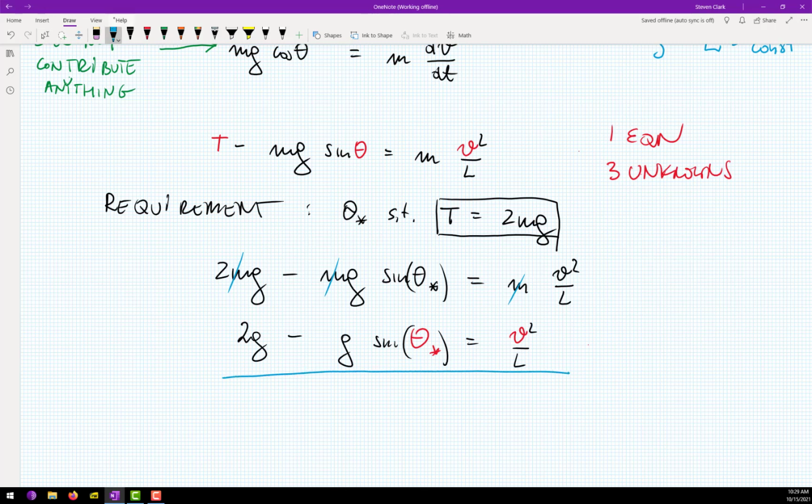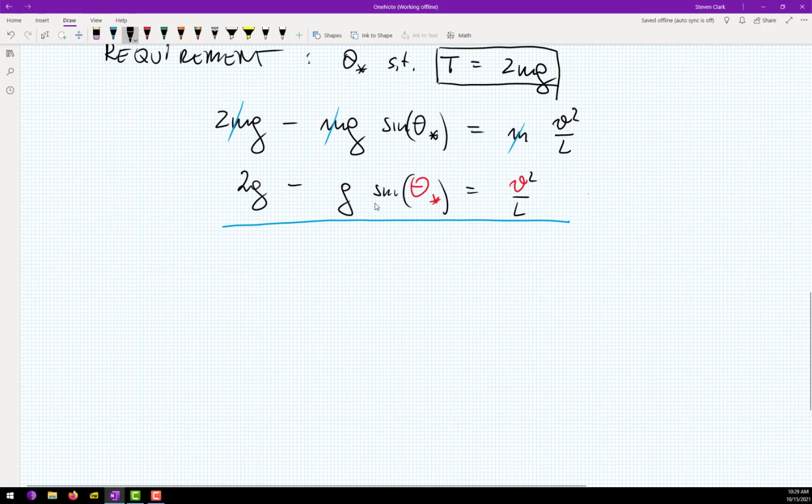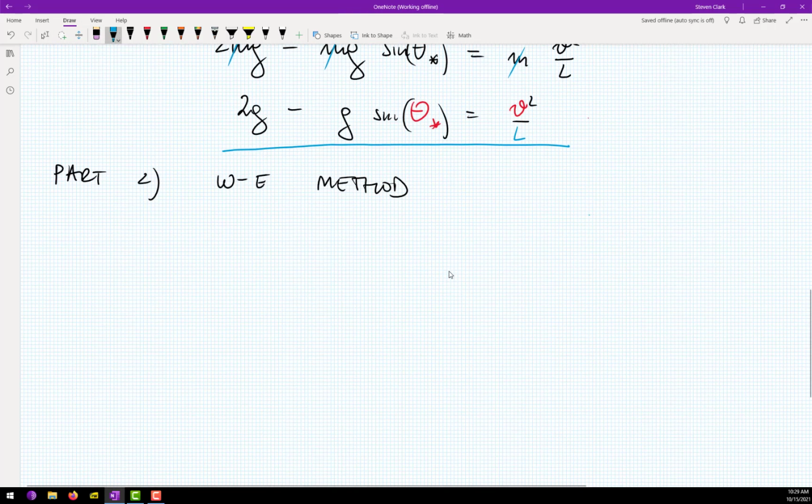Now let's go to part 2, the work energy method. We can count L also as an unknown. Let's put it in blue or something. I agree with you, John, that it's not known. Work energy method.